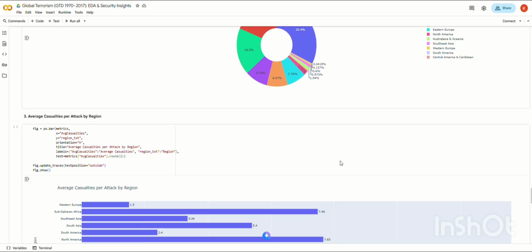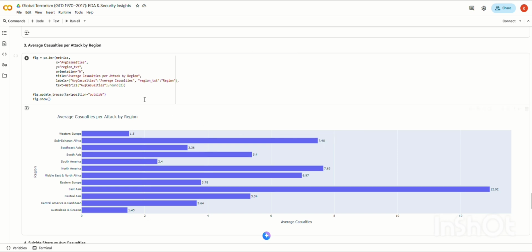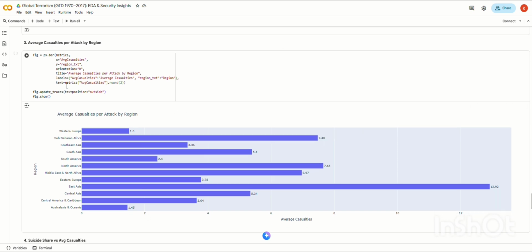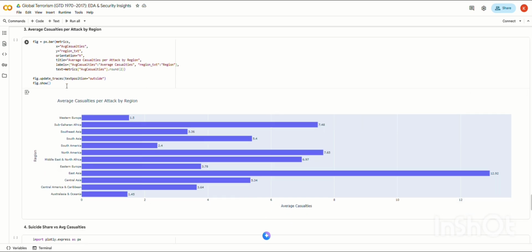Let's look at the average number of casualties per attack by region. This metric is a powerful way to understand the sheer lethality of terrorism in different parts of the world. Looking at this bar chart, you can immediately see a stark difference between regions. The Middle East and North Africa and South Asia stand out with the highest average casualties per attack. This finding reinforces what we saw with suicide attack data. These regions are not only frequent targets but attacks are also on average far deadlier.